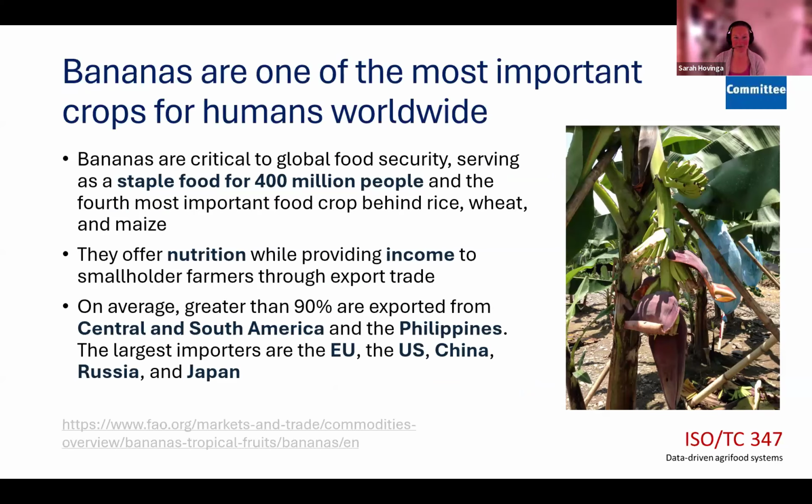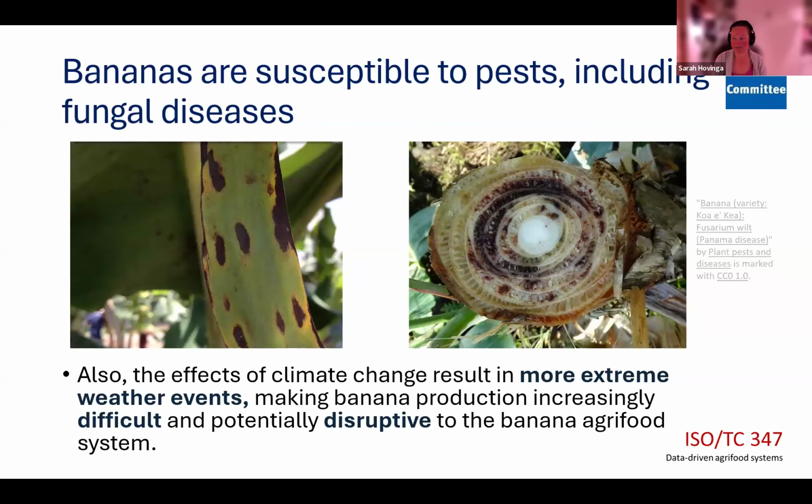So bananas, maybe some of you have been eating some bananas for breakfast today, or will have one in a smoothie coming up, but are a very important food for global food security worldwide, being a staple food for over 400 million people and are the fourth most important crop behind rice, wheat, and maize worldwide. They're very nutritious and also offer an income to smallholder farmers that are trading these crops. And on average, over 90% are exported from Central and South American regions, the Philippines, and are largely being imported into the EU, the US, China, Russia, and Japan. So the crop is important.